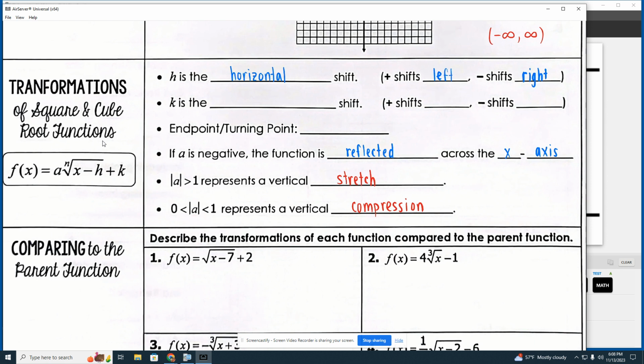But notice where that K is located, y'all. That K is outside. Outside means vertical. So we're being added or subtracted on the outside. That's going to be a vertical shift.